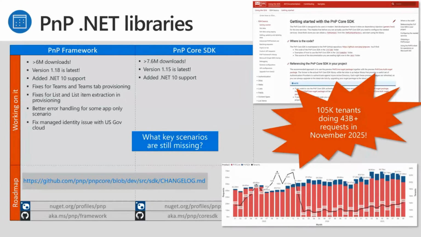There were quite a few improvements to the team and team's tab provisioning. Same goes for lists and the list item extraction in the PnP provisioning. There is also better error handling for some app-only scenarios. Besides that, for the US government cloud, if you are a user of that, we fixed the managed identity issues as well. Same goes with PnP Core: we also added .NET 10 support there, so do check it out. And if you run into certain issues, do let us know on GitHub.